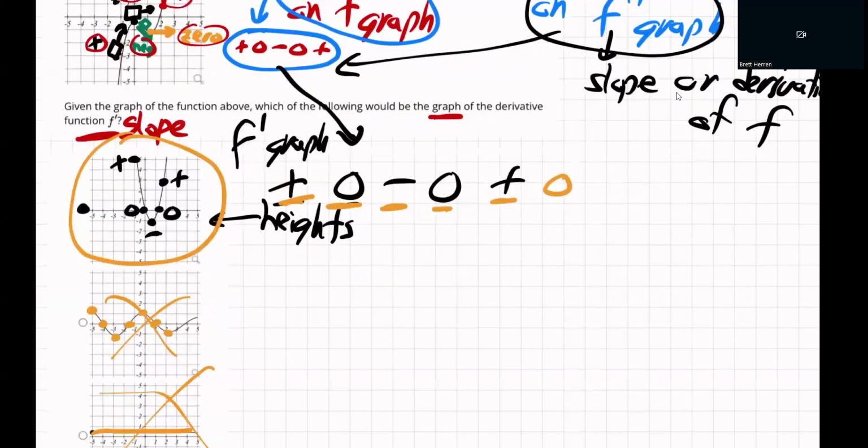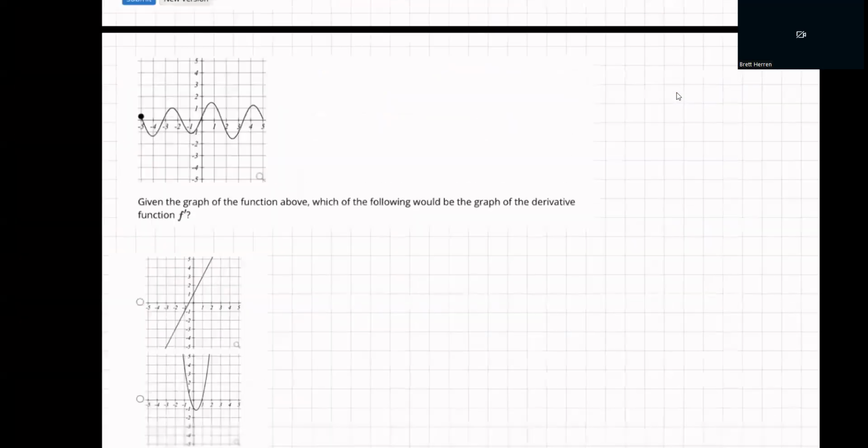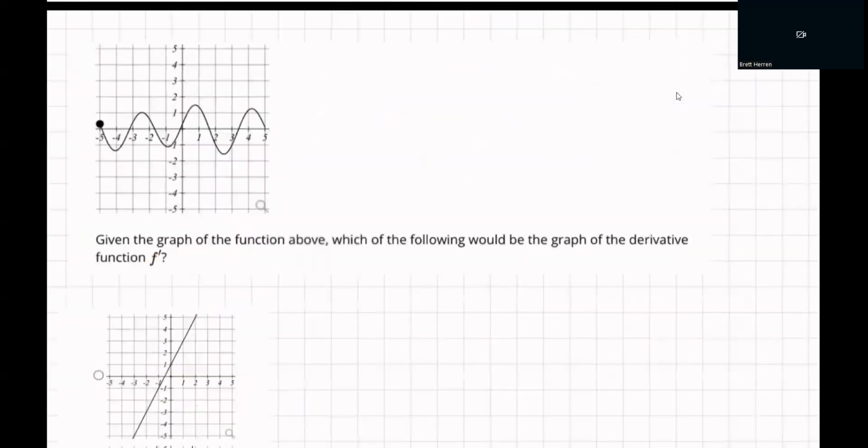That's it. Okay, let's try another one. I know that's hard. All right, here's another one. So you want to think again. You want to start here looking at slopes. What's the slope? So I'm looking at slopes here.